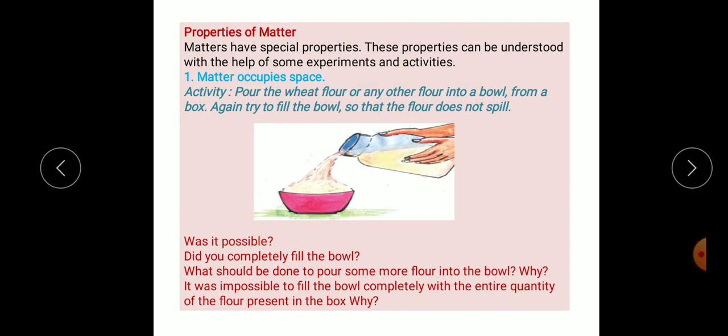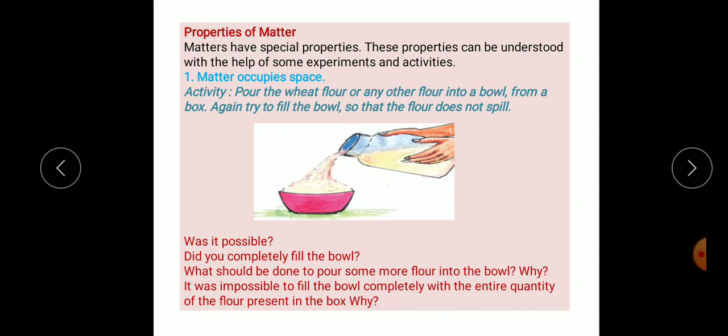Next is properties of matter. Matter has special properties. These properties can be understood with the help of some experiments and activities. You know, students, matter occupies space. You can see in your surroundings, suppose a book is kept on the table. If another book, pen, pencil are kept on the table at the same place in the same position.